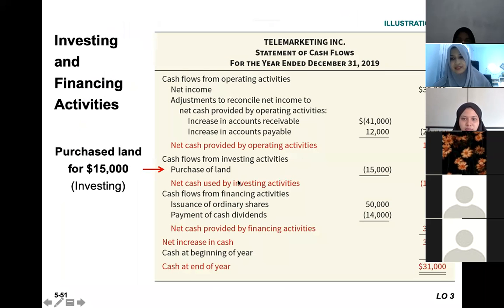And for investing, just to refresh the memory, it is for any transaction involving the cash inflow or outflow for long-term investment. For example, the land, buildings, or machineries. Yeah. And for financing, any cash inflow or cash outflow related to the financing activities of the company. For example, issuance of the bonds, issuance of ordinary shares, payments of dividends, etc.